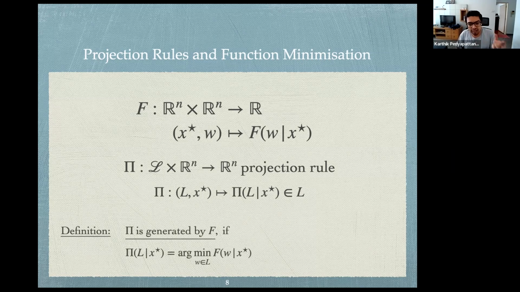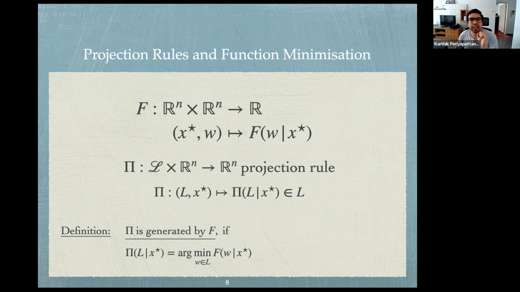Let's say that pi is generated by the function f if the projection of x star onto L is simply the minimizer of this function f over L. So this is what we have commonly seen until now. This is how we have been recovering the unknown vector x. The unknown vector here is pi of L given x star. Okay, very nice. So we have all of this.